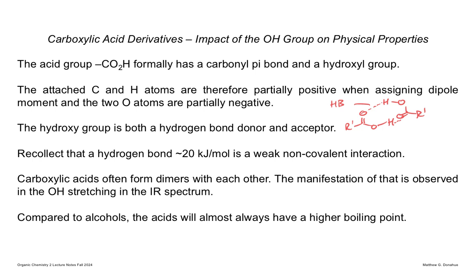And that dimerization is why the IR looks the way it does, why it's different from alcohols, as we'll see on the slide coming up. But that non-covalent interaction, since these are attracted to one another, that's why the boiling point increases. You have to break all those little interactions. And as we mentioned, compared to the same carbon count, acids will typically have a higher boiling point than the corresponding alcohol.